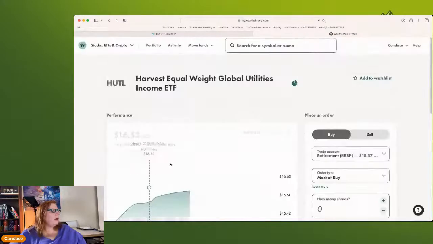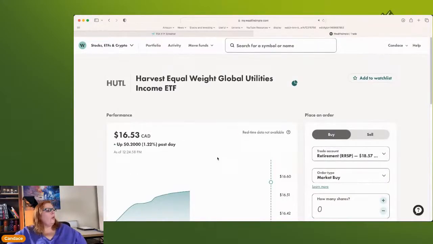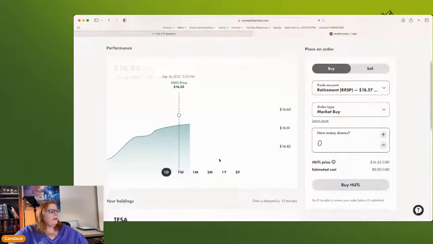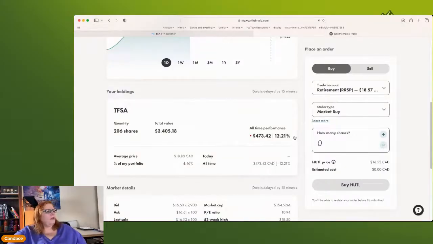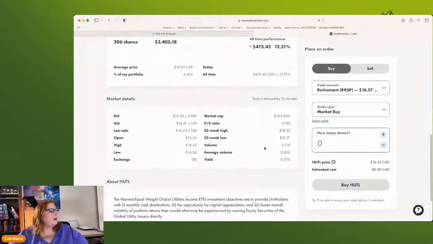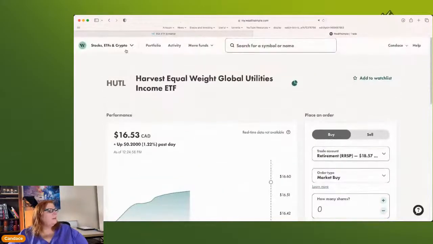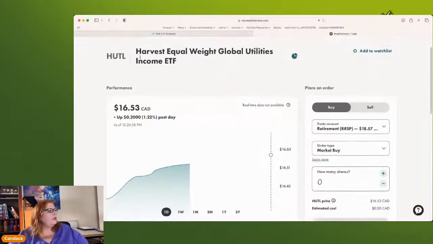There's also this one here, HUTL, the Harvest Equal Weight Global Utilities Income ETF. I do like this one. I think this one has potential. Right now I am down $473, so 12.21%. But if we get a really good movement in utilities over this fall and into the winter, I might be able to make a bit of that back this year. That would be kind of nice. It's got a solid 8.57% yield. I'm just going by the Wealthsimple numbers, and if they're off a little bit, I really don't know. I never normally use Wealthsimple's yield numbers.